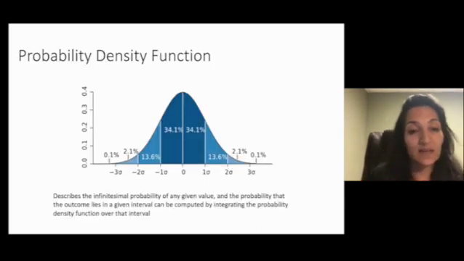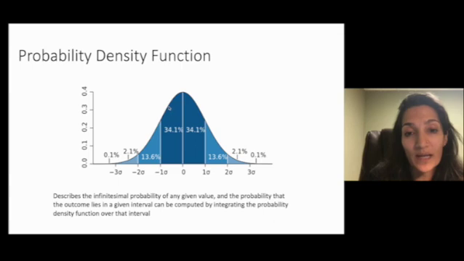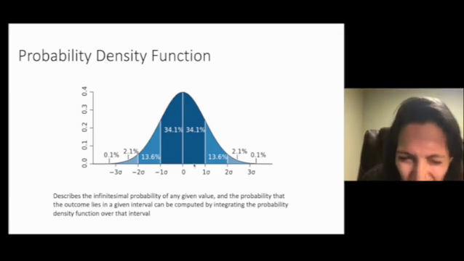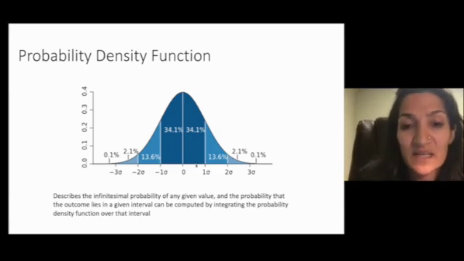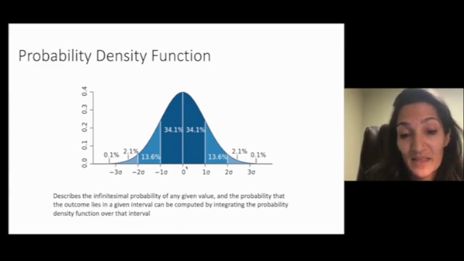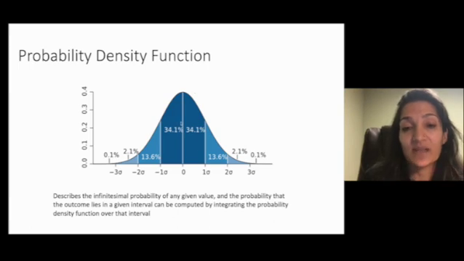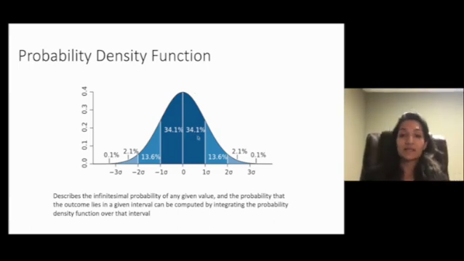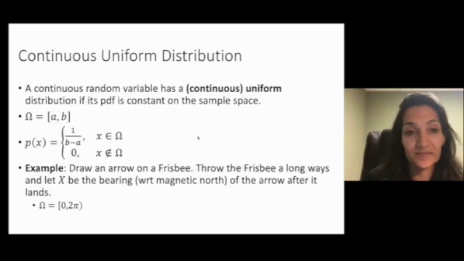So here's an example. Each point in this probability density function only gives you the infinitesimal probability of any given value. So any event has to be an interval, and you have to integrate over it. For example, the event that you get between 0 and 1 standard deviation here is approximately 34.1%, or in probabilities 0.341.